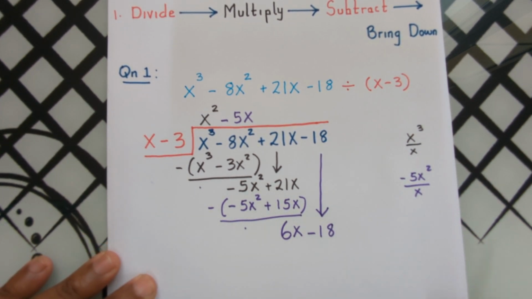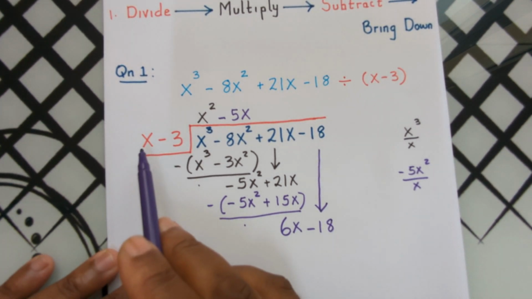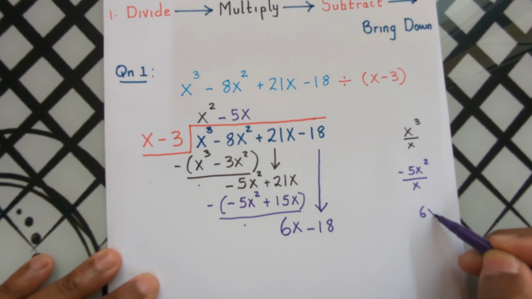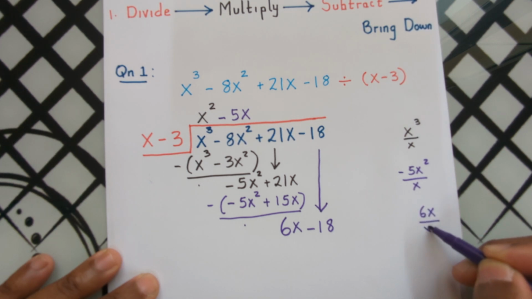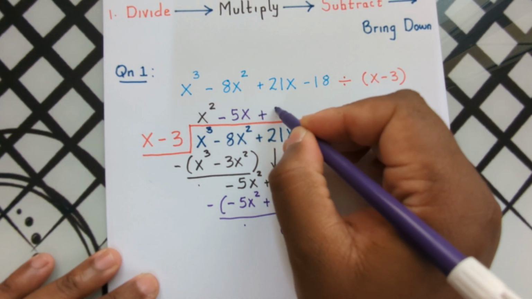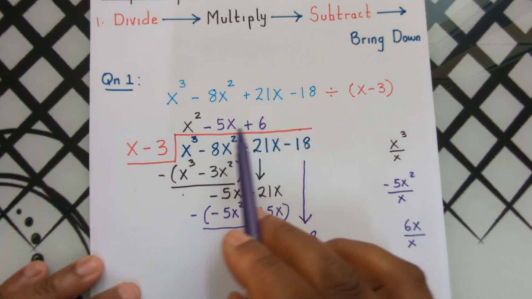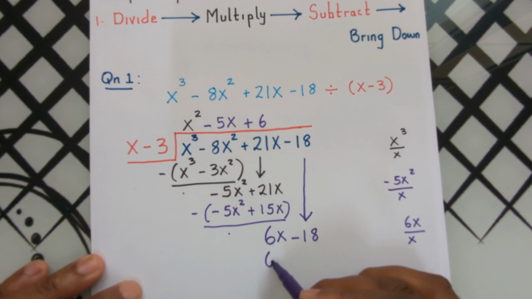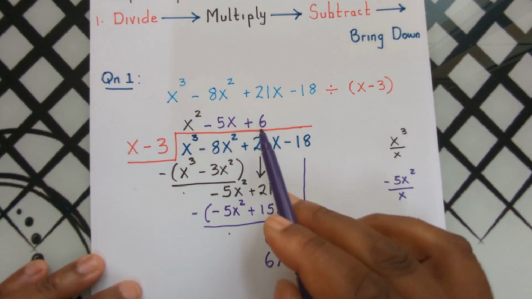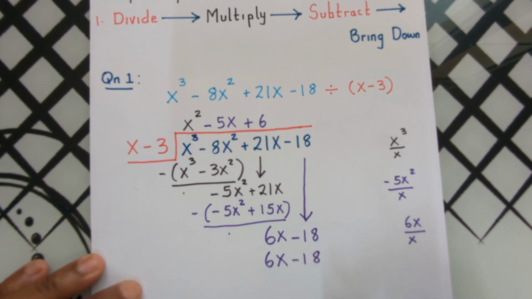And we repeat again the same process. So now we divide 6x divided by x. The x's will cancel. This will give us a 6. So let's put our 6 here. And then let's multiply 6 multiplied by x. It will give us 6x. 6 multiplied by negative 3, it will give us negative 18.